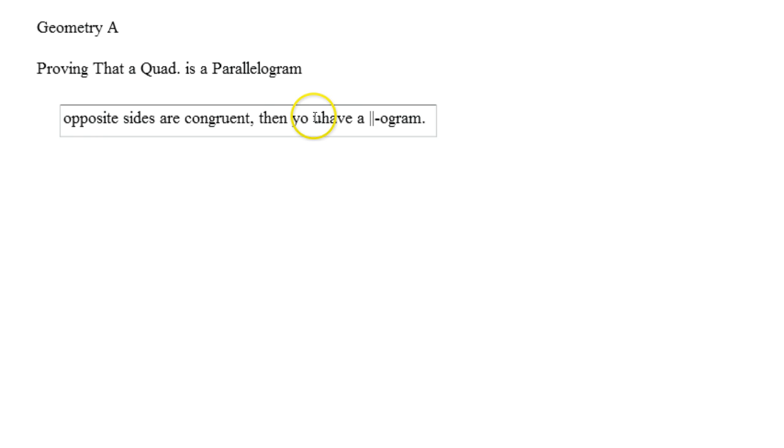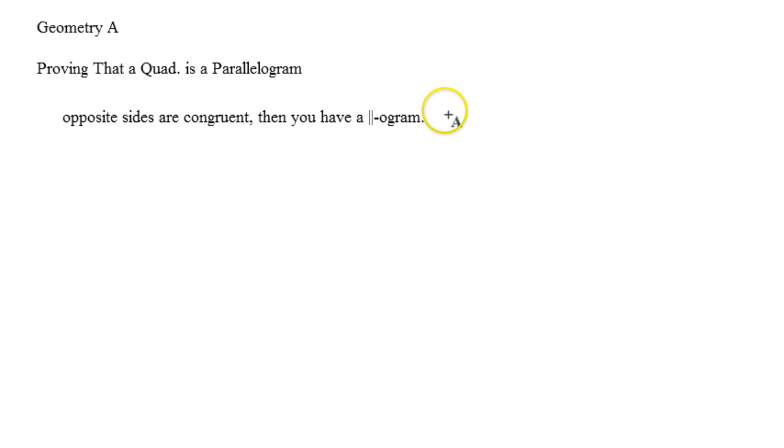Let me fix that spelling misuse. There we go. Then you have a parallelogram. Okay, so opposite sides are congruent, then you have a parallelogram. And that's theorem, I believe it's 6-8. Okay, so when you're using your proofs, you want to use that one. Okay? All right, and remember, it's just like the properties we just talked about.